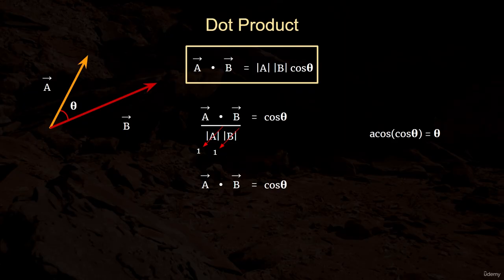And if we take the arc cosine of the right side of the equation, we have to take the arc cosine of the left side of the equation. So now if we take the arc cosine of a dot b, that gives us the arc cosine of cosine theta, which equals theta. So we've solved for the angle.